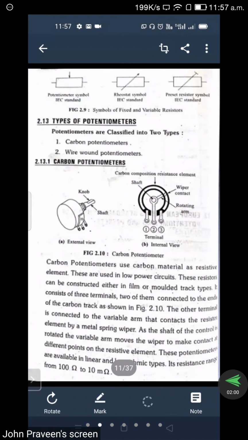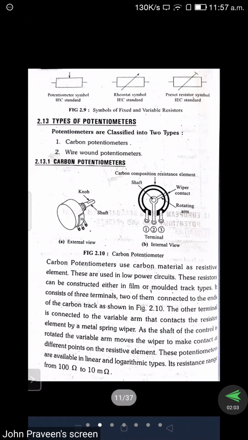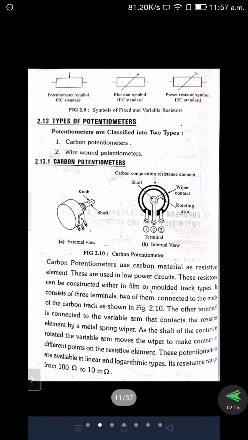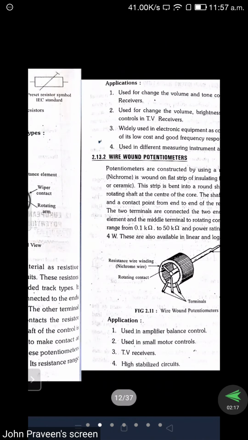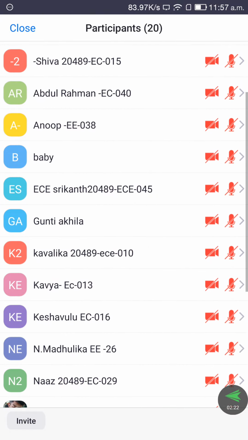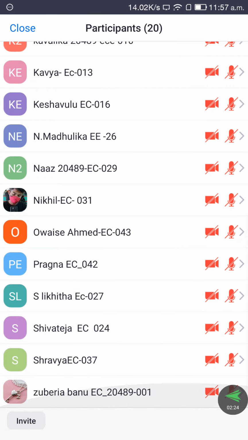Okay, right. In last classes, we discussed types of variable resistor. First, we think about potentiometers and wire wound resistors. Carbon potentiometers are used for small rating applications. Next, wire wound potentiometers can be used for high range applications, more than 2 watts.